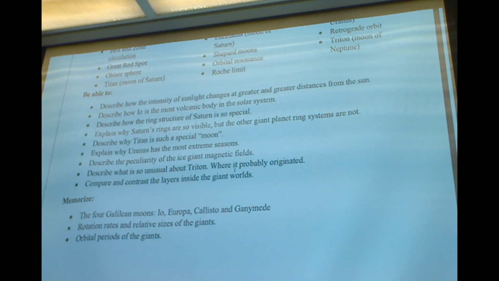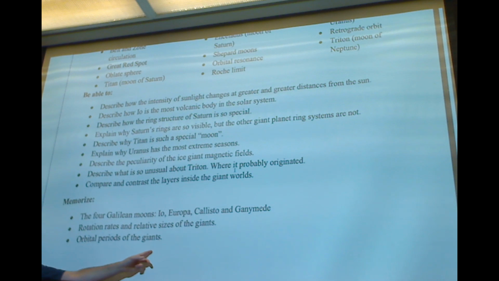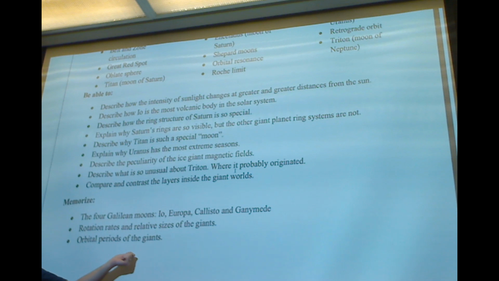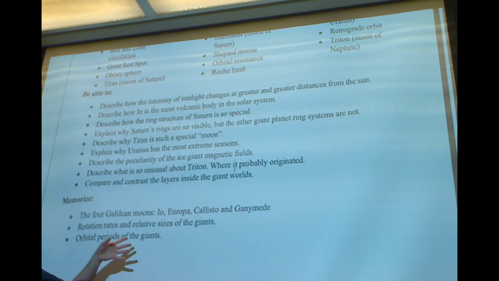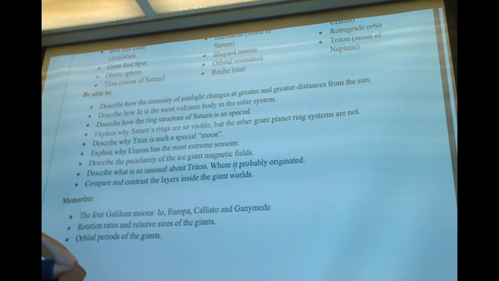I forgot about orbital periods. Remember the orbital periods? How long does Jupiter take to go around once? About 12 years. Saturn? 30. Uranus? 84. And then Neptune? 170 something, right? A long time. 174 years or whatever. So the further out you get, the longer it takes to go around.